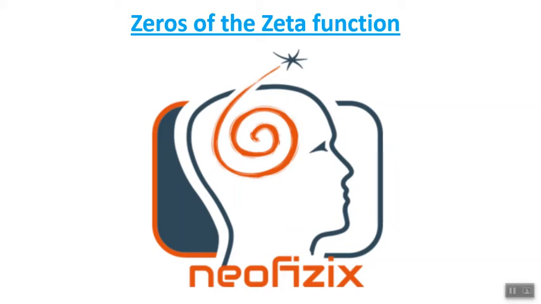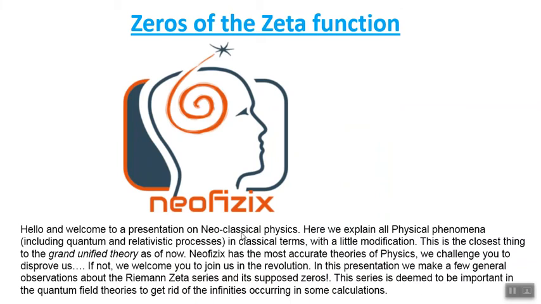Hello and welcome to a presentation on neoclassical physics. Here we explain all physical phenomena, including quantum and relativistic processes, in classical terms, with a little modification. This is the closest thing to the grand unified theory as of now. Neophysics has the most accurate theories of physics. We challenge you to disprove us. If not, we welcome you to join us in the revolution.